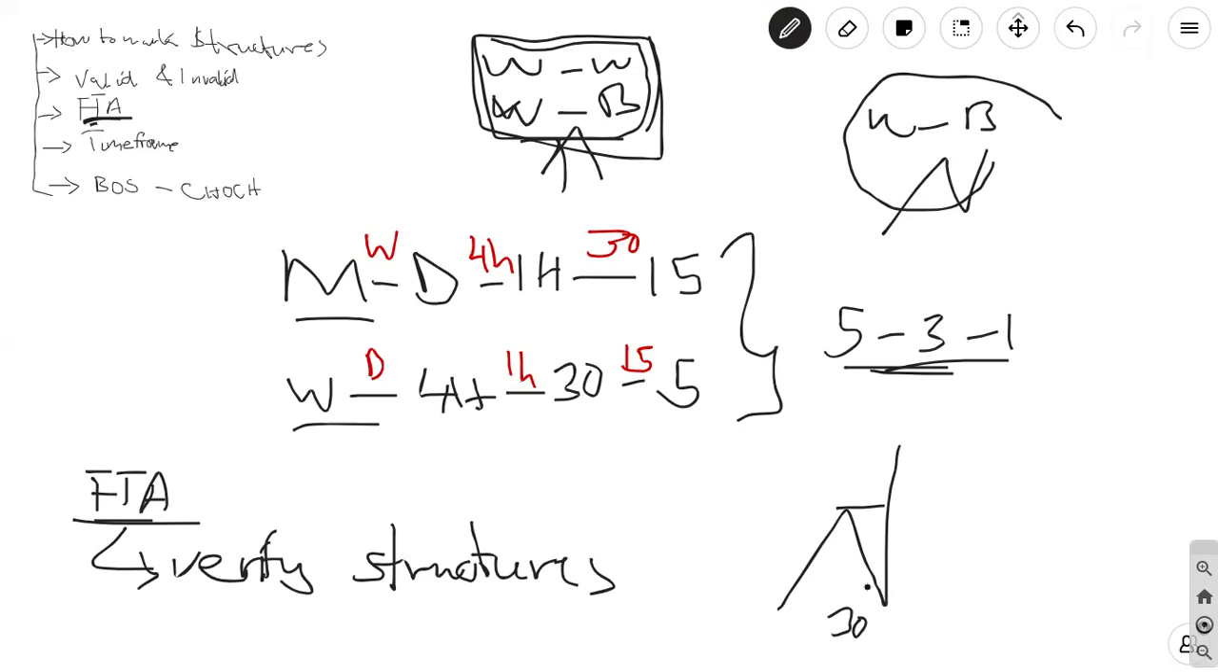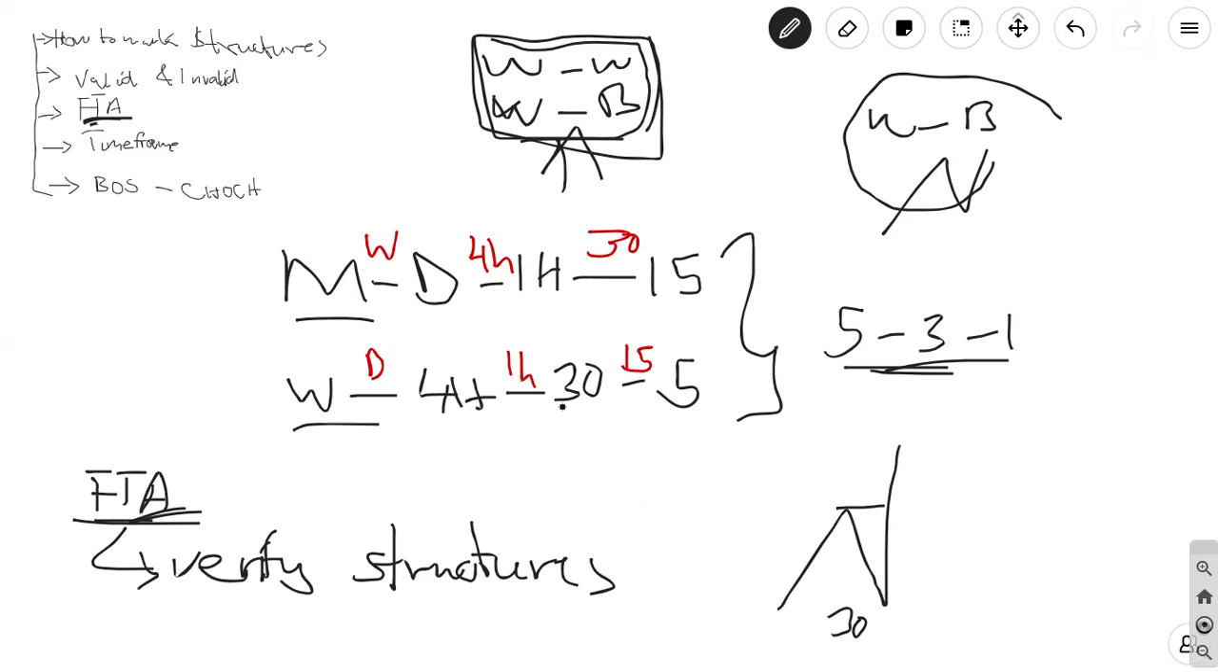Now, this 30 minutes break of structure, we need to verify it. Okay, we can see that it is a weak to body breakout, but is it really a weak to body breakout? That's the question you have to ask yourself. So in order to know that it is a real weak to body breakout, we need to go to the FTA time frame.